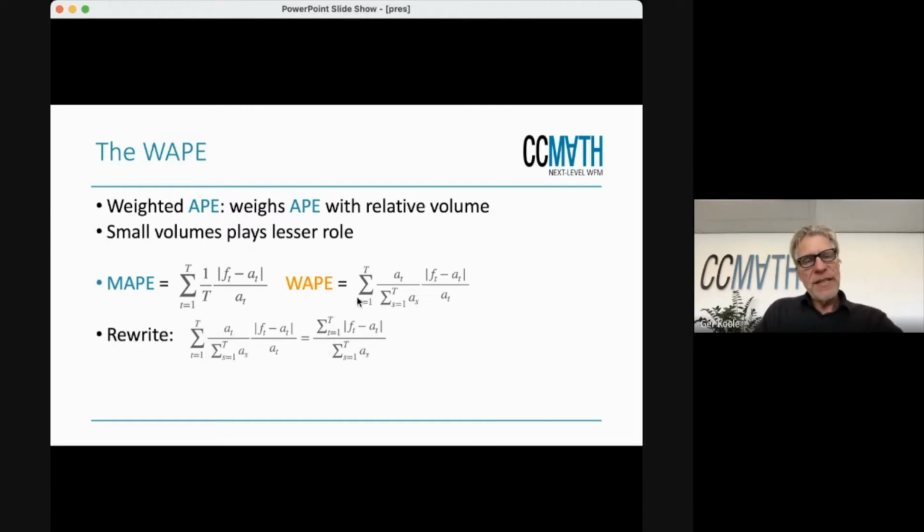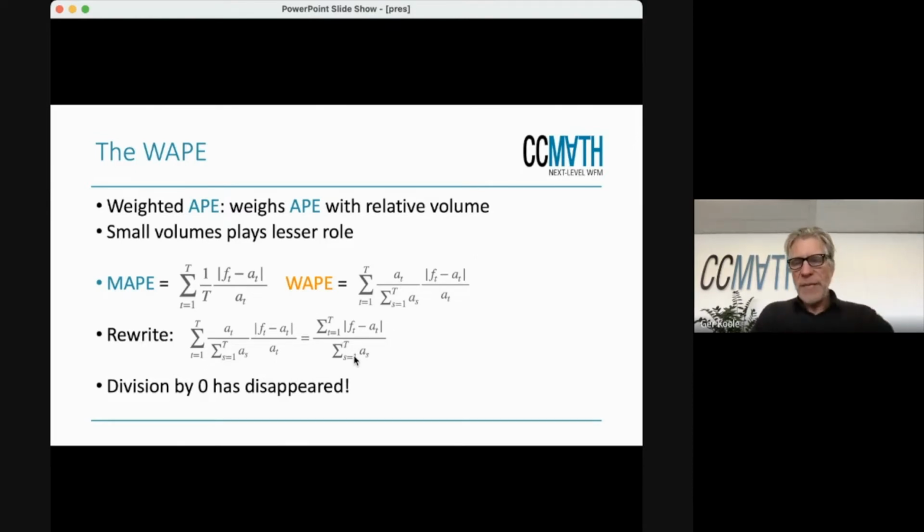But the interesting thing is, and here's a bit of mathematics, so I hope you can follow me. If you look at this, here I rewrote this definition. As you can see in the numerator and the denominator, there's this same A_t, so they cancel out. And actually, you get this formula here. And this is a nice, simple formula, because this on top is the sum over the absolute differences divided by the total volume, the total of the actuals.